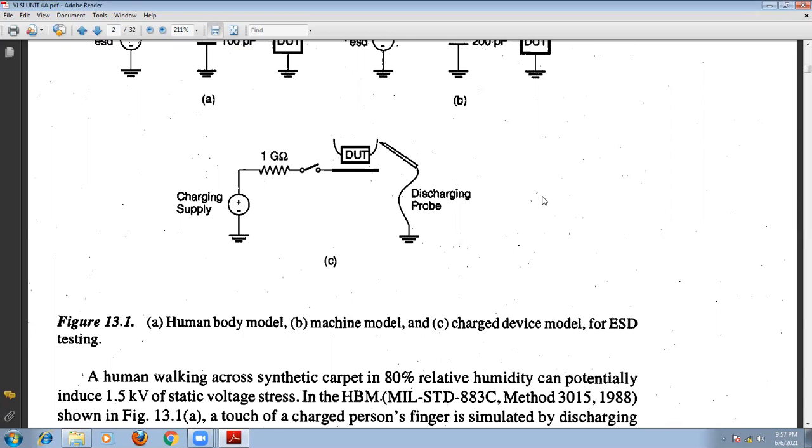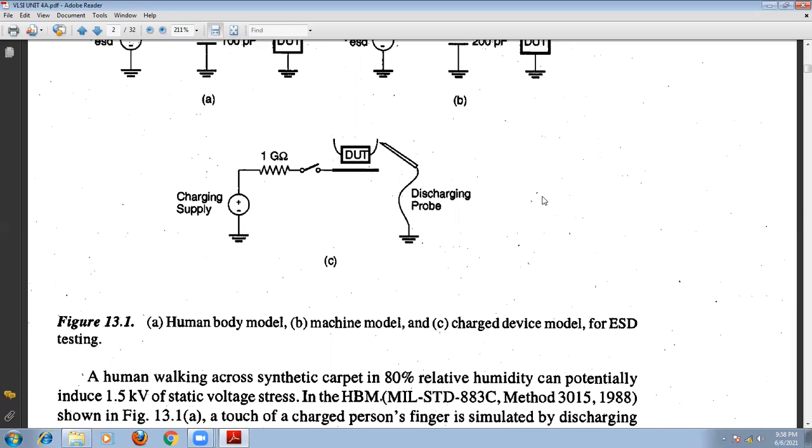The charge device model. Here the charge device model simulates the device damage that could not be simulated by the human body model. Remember, when the human body model is not able to simulate the device damage, that can be modeled by using the charge device model. This model simulates a device charge either directly, by electric field, or indirectly by electrostatic induction. Remember.